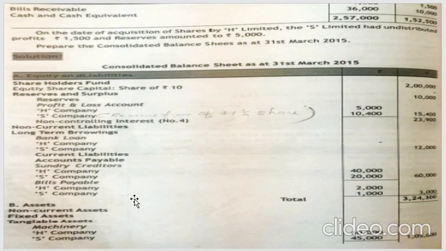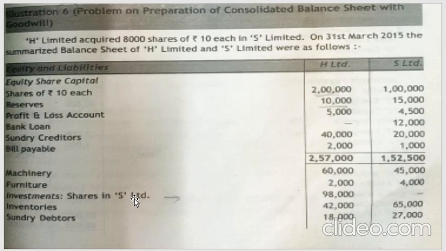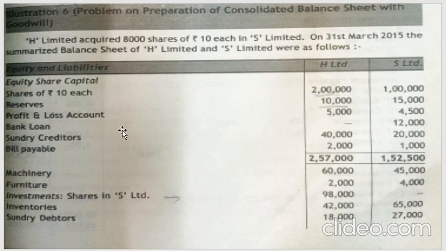Next we have non-current liabilities, which is nil. Then we have long-term loans. The long-term loan is a bank loan which has been taken. So we will be taking the long-term bank loan of H company and S company; both companies' loan items will be taken, which is 12,000. So 12,000 for S company. H company has not taken any loan.